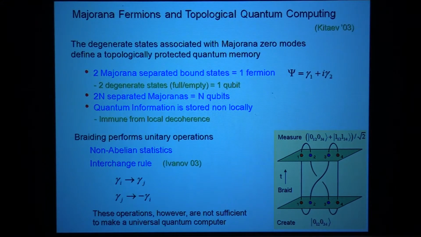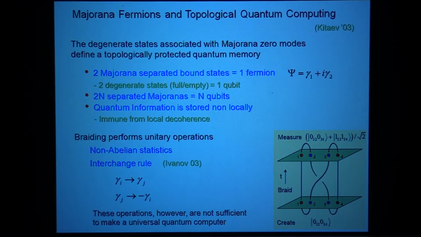So Kitaev's insight was that if you have a bunch of these well-separated Majorana modes, say 2n of them, then that's a way of storing n qubits of quantum information. The beauty of this is that if the Majorana modes are well separated from each other, then the quantum information is stored non-locally, which means that if you just look at one of them, you can't measure the state that that qubit is in.